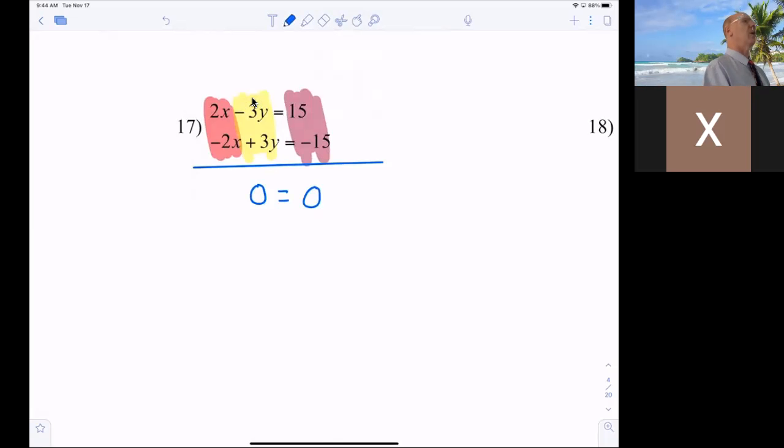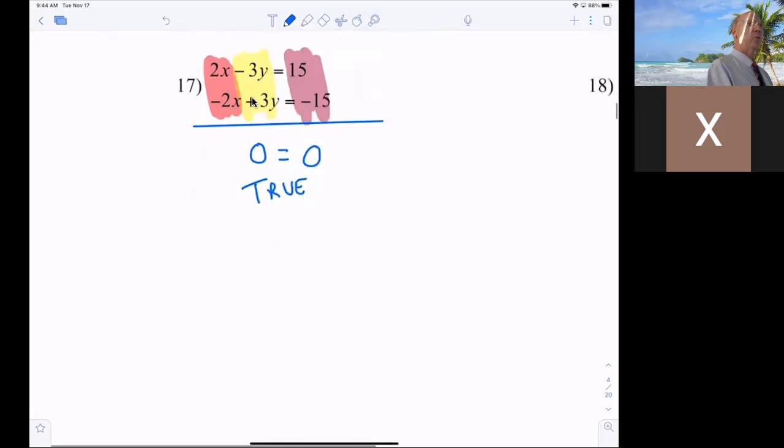0 equals 0, never. When does 0 equal 0 again? Always. So this is a true statement. Because that is a true statement, it is the same line. I want everybody to just write down, same line. That's what I want you to know. You're graphing the same line.